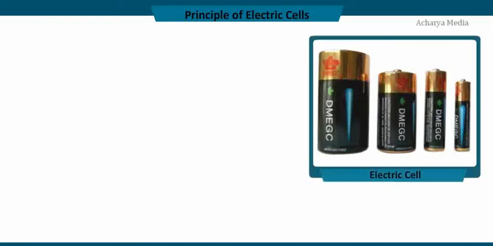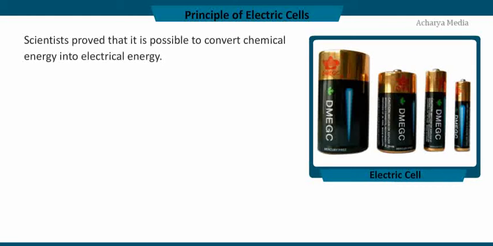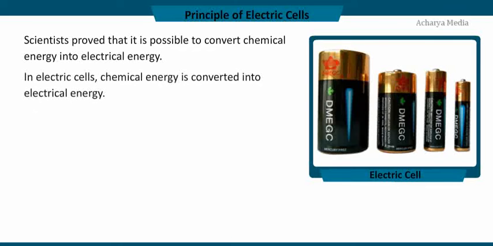Dear students, scientists made a number of experiments to understand chemicals and their reactions. We all know that during a chemical reaction, heat energy is evolved or absorbed. It means that chemical energy is converted into heat energy. Scientists proved that it is possible to convert chemical energy into electrical energy. This invention is proved and we all got a special device named a cell.